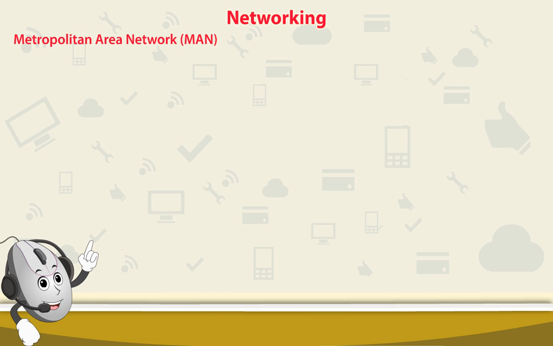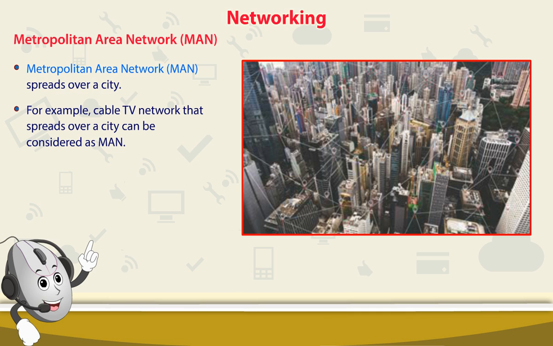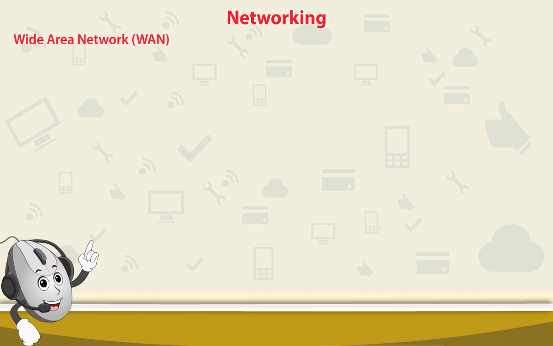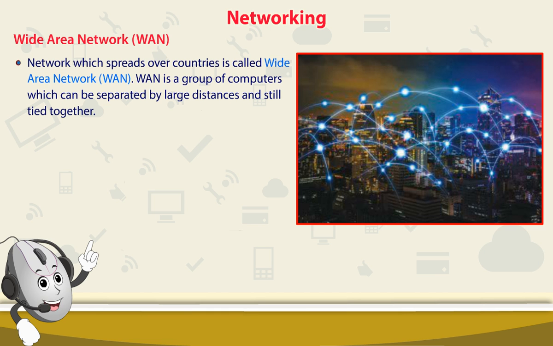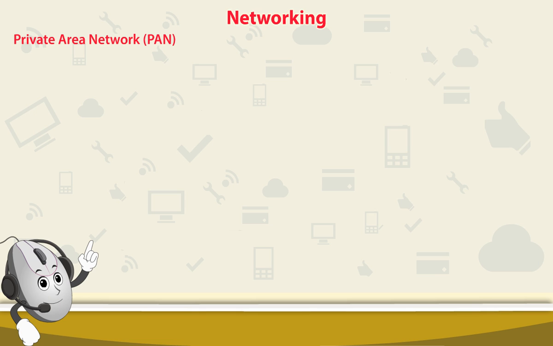Metropolitan Area Network, MAN. A metropolitan area network (MAN) spreads over a city. For example, a cable TV network that spreads over a city can be considered as a MAN. Wide area network (WAN). A network which spreads over countries is called a wide area network (WAN). WAN is a group of computers which can be separated by large distances and still tied together. It can even be a group of LANs that spread across several locations and are connected together like a big LAN.